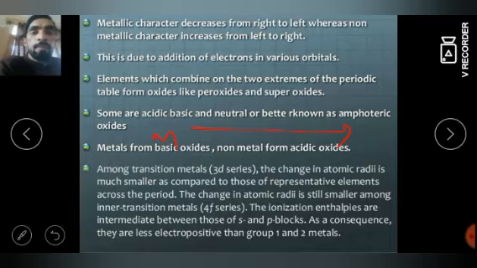Okay. So among transition metals, the change of atomic radii is much smaller as compared to the representative elements. Okay, meaning in D block elements, the atomic radii change is much smaller in comparison to the representative elements across the period. The change of atomic radii is still smaller among inner transition metals in F block, and the ionization enthalpies are intermediate between those of S and P.